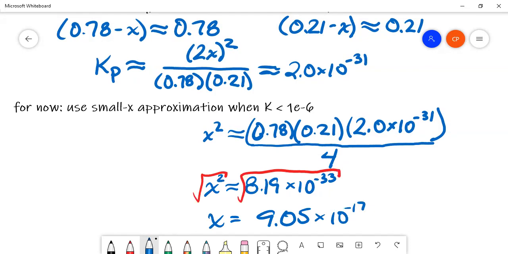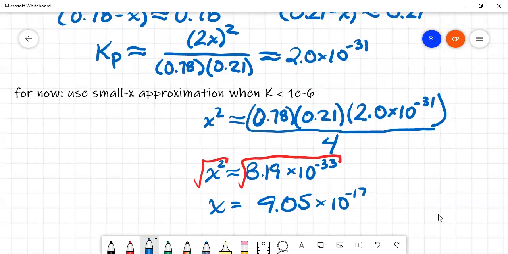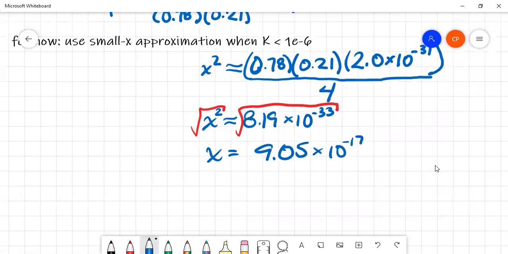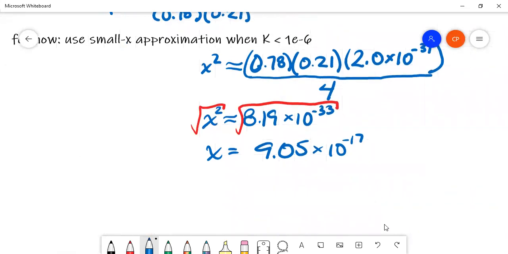We said all along that x was going to be a really tiny change variable. X is a really tiny change variable. I think it's very safe to say that 0.78 minus 9.05 times 10 to the minus 17 is going to be pretty close to 0.78. You may confirm that in your calculator if you'd like. But let me go back to my equilibrium. Okay. Once more with feeling.